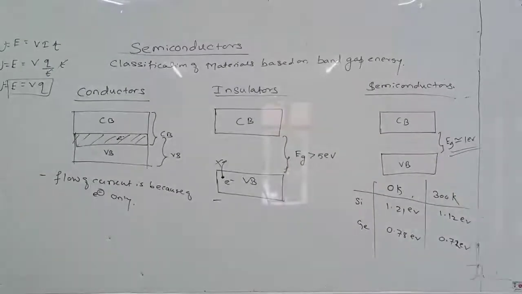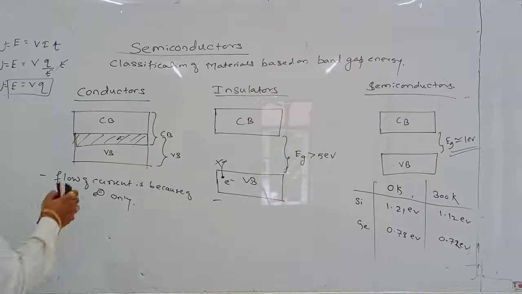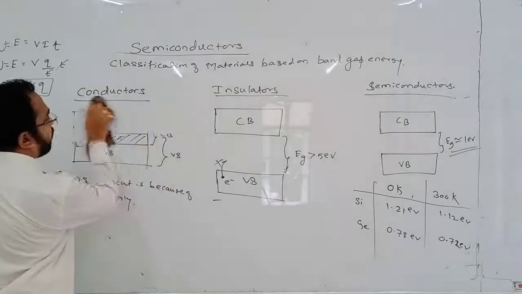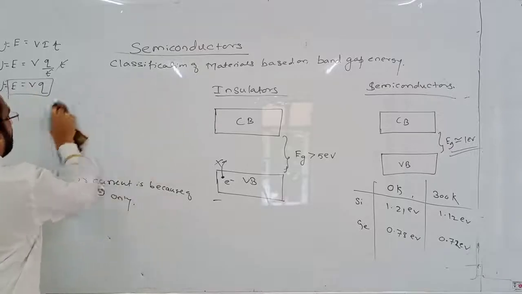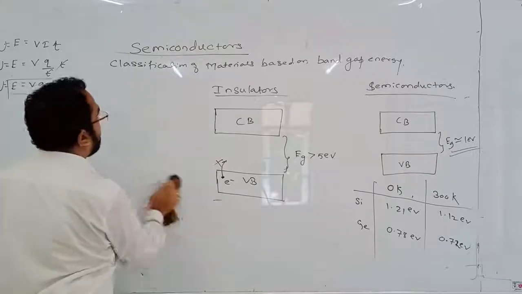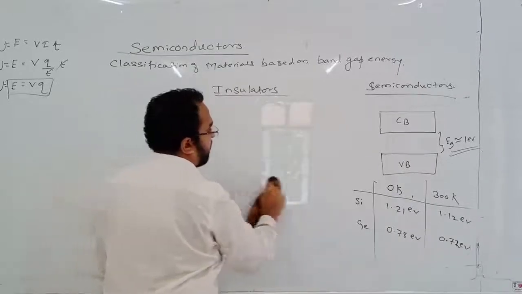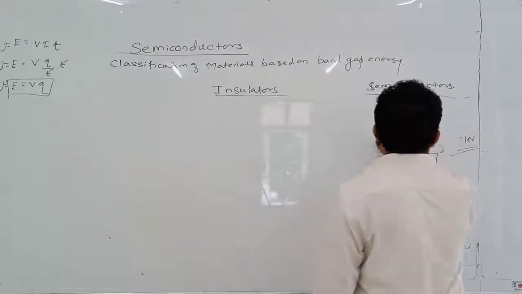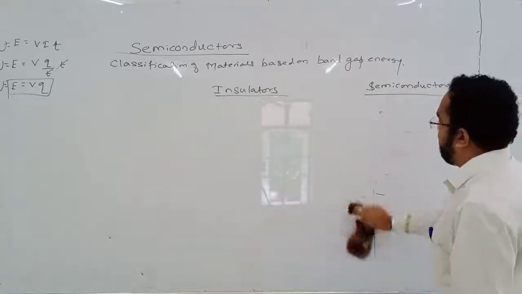Okay, then I will do this now, you all write it down. Write everything whatever is given on the board. So these are the classifications. Now in detail we will see the properties of conductors, insulators and semiconductors.